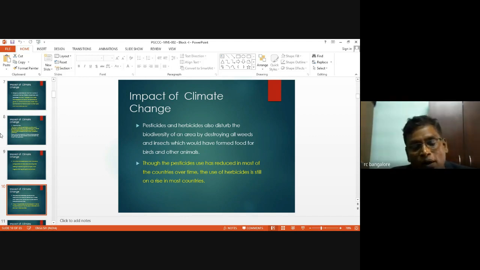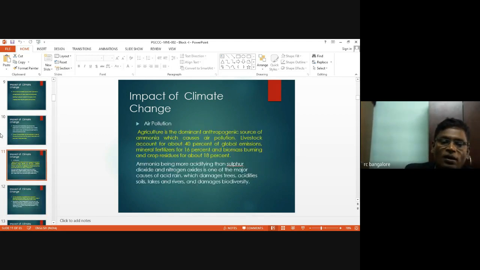Because of this harmful effect of pesticides throughout the world, there are regulations and control measures on their use, but herbicide usage is still going on in order to protect our crops from pests. Agriculture is the dominant anthropogenic source of ammonia.